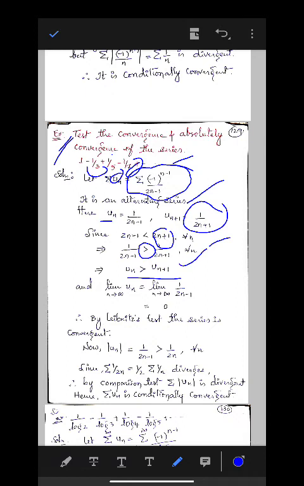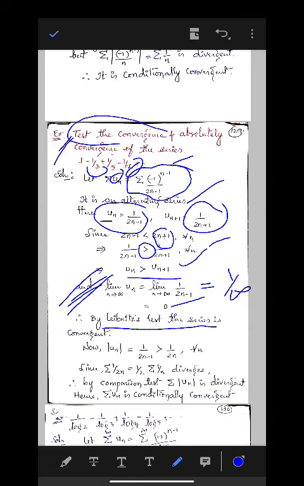And the second condition is: limit as n tends to infinity of un is equal to 0. Let us check whether we get 0 or not. Limit as n tends to infinity of un, where un is 1 divided by 2n minus 1. This will be 1 divided by infinity, and 1 divided by infinity is 0. So the second condition is also true. Therefore by Leibniz test the series is convergent. So the first part, testing the convergence, is over. The given series is convergent, we have proved it.